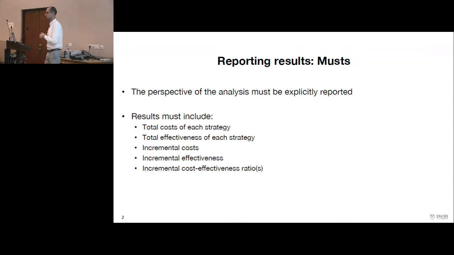Then in the results, we should always report the total cost for each strategy, the total effectiveness of each strategy, incremental cost, incremental effectiveness, incremental cost effectiveness ratio. Essentially the CEA table we had in the Excel spreadsheet on the last of the three sheets.